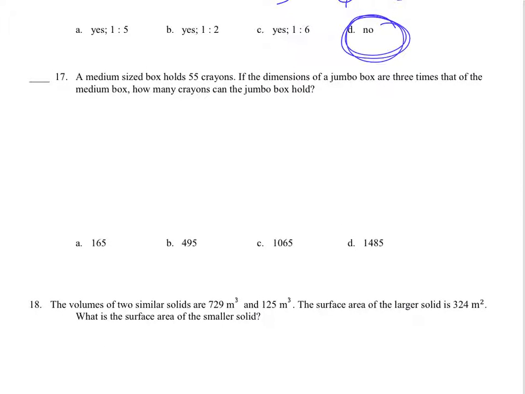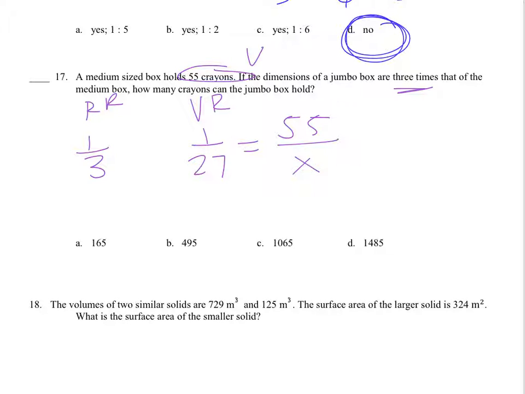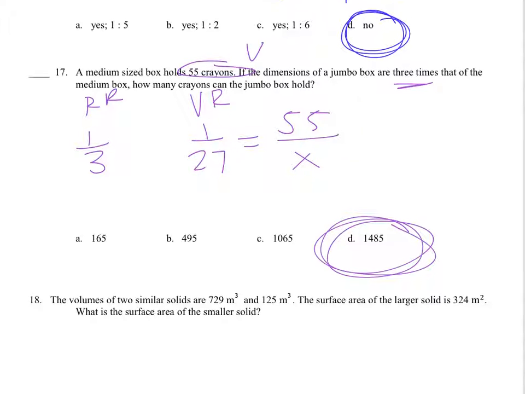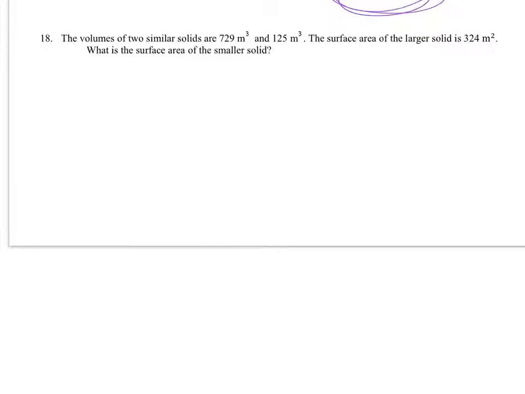Medium-sized box. This is volume. It's 3 times, so my perimeter ratio is 1/3. I have to figure out my volume ratio, so I have to cube it. And there's 55 in the smaller. How many would be in the larger? Cross multiply: 1,485 in that box. Oh, I would love a box of crayons with 1,485 crayons.